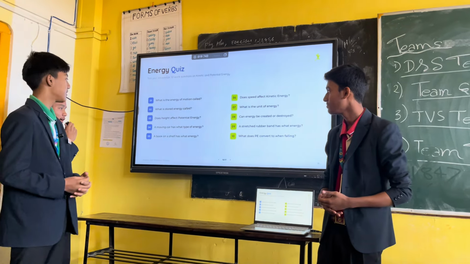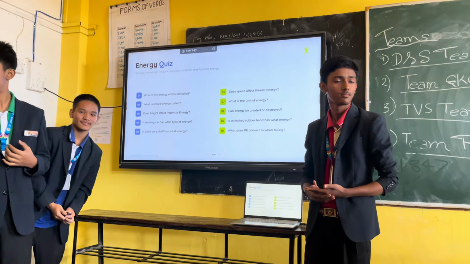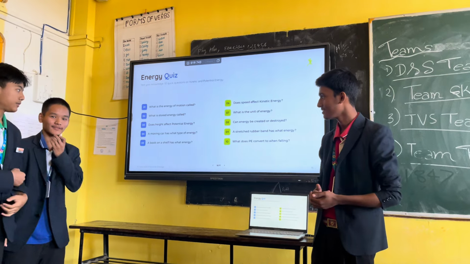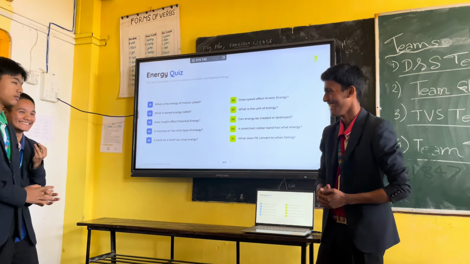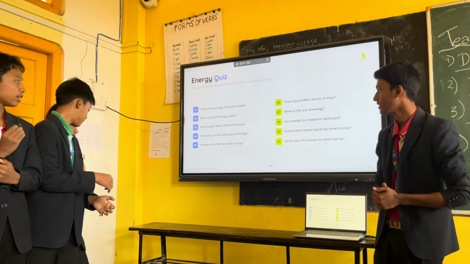A moving car has what type of energy? Kinetic energy, because it is moving and it possesses energy. Next: A book on a shelf has what energy?